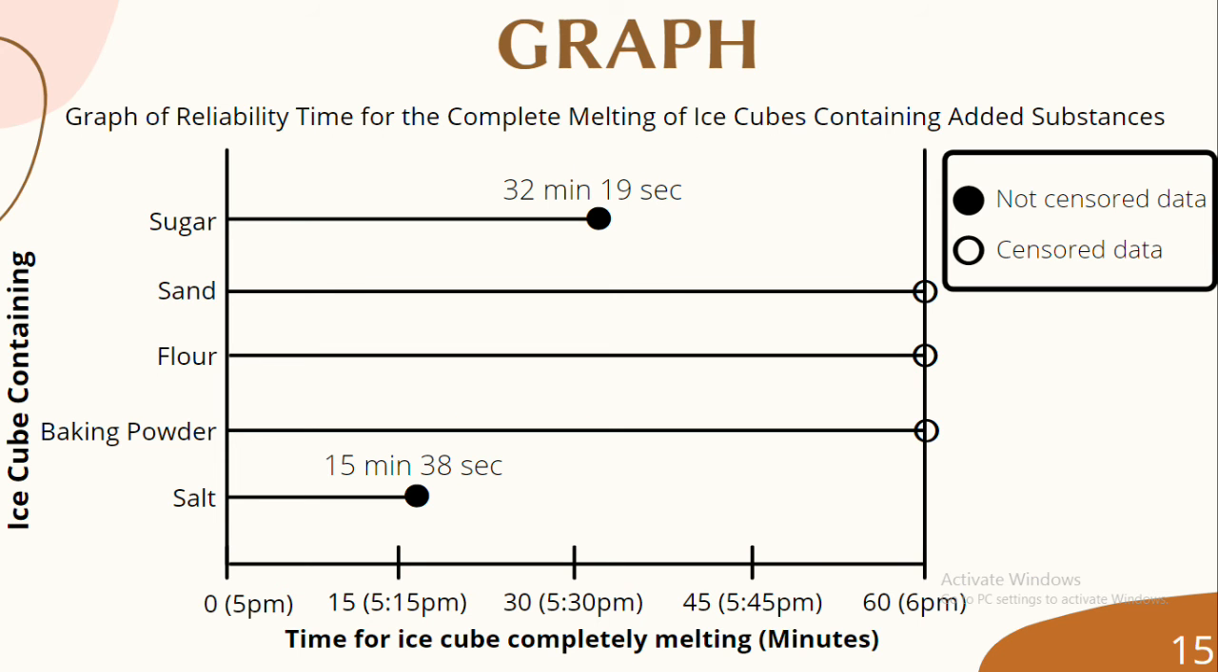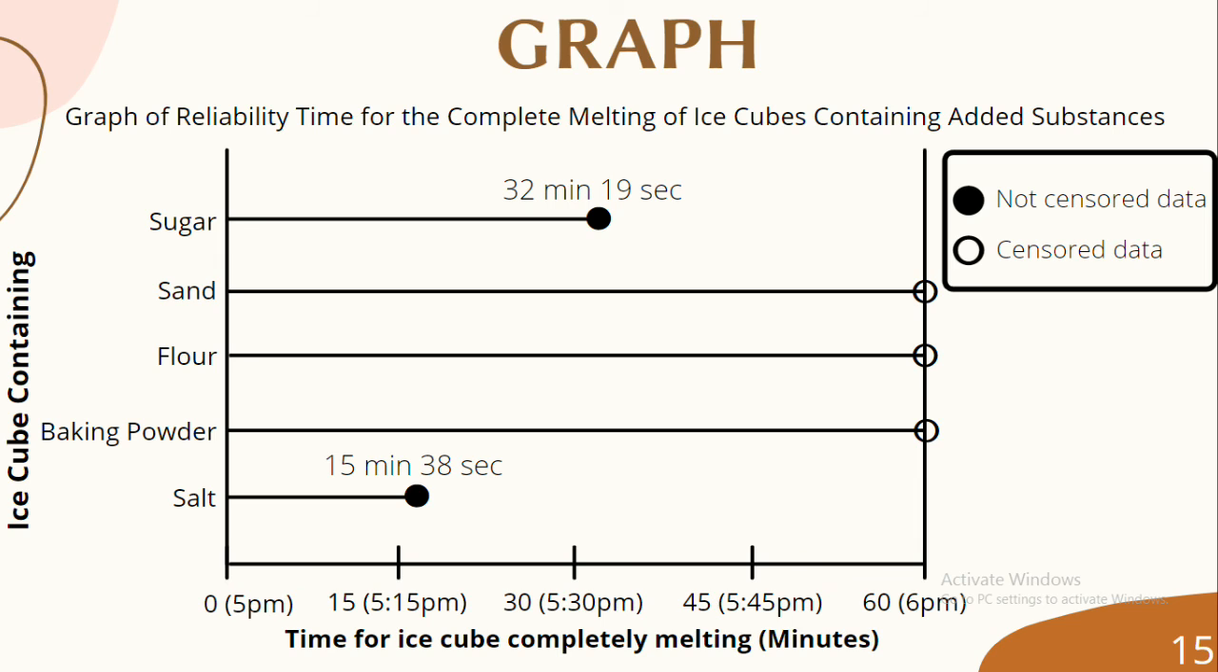So this is the graph of the reliability time for the complete melting of ice cubes containing different added substances. The full black dot means that the data is not censored. However, the empty black dot means that the data is censored. The x-axis of the graph is the time for the ice cube to completely melt, in minutes. The y-axis is the different types of substance added into the ice cube. So from the graph, we can see that there are 2 not censored data, which are the ice cubes containing sugar and salt, because they have exact data collected.